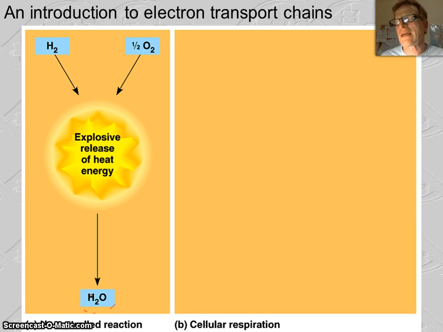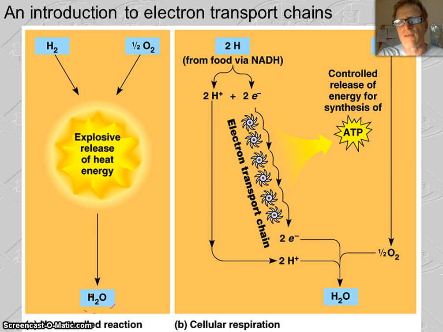Well, in your cells, we don't like explosions. We don't like uncontrollable reactions. We like controlled reactions. So we're going to take those hydrogens that have been extracted from food in the form of NADH, and we are going to pass them down electron transport chains, whereby at each little step we're going to extract a little bit of energy from them and use that little bit of energy to make the molecule ATP. When we finally have these low energy electrons, of which almost all the energy has been extracted, we're going to then combine them with oxygen.